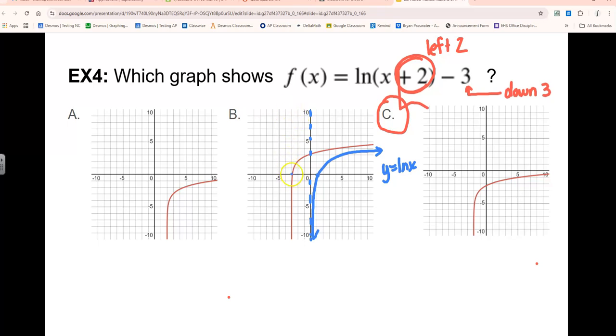It's not going to be B because that has a vertical asymptote at 3. Right here, I've got a vertical asymptote right there at 2. So that looks like it's been left 2. And you can also tell it's definitely been moved down some as well. Okay, questions there?